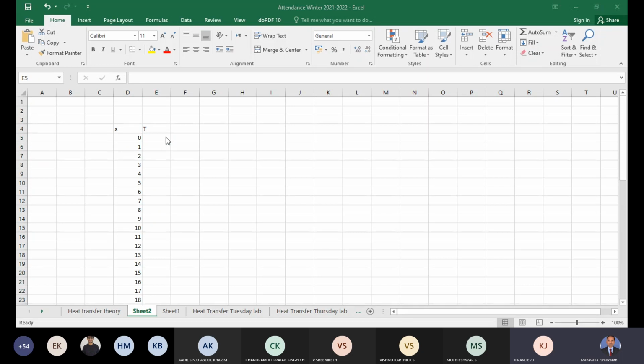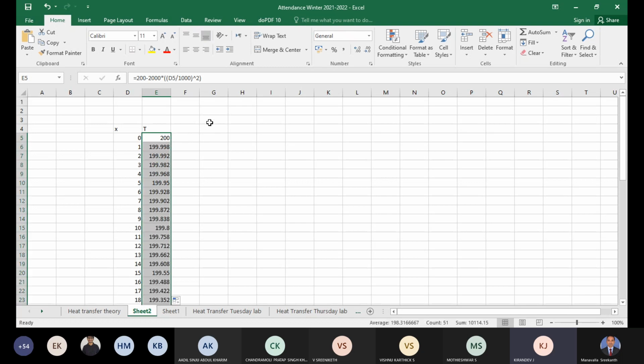Temperature is given as A plus B x square. A is 200. B is minus 2000. So x is in millimeters, so I'll open a bracket. And I'll create another bracket so that now I will plot a graph.